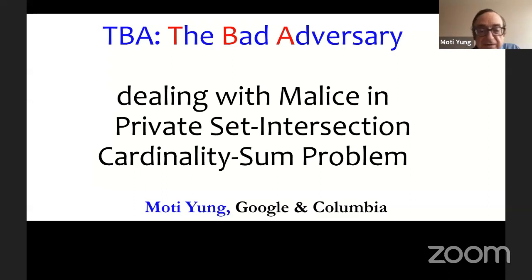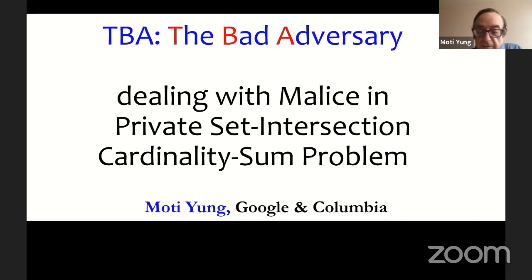I'm sorry for not publishing a title and an abstract. I was a little bit busy, but it's TBA, the bad adversary, dealing with Malice, not in the streets of New York or Minneapolis, but in the private set intersection cardinality sum problem.